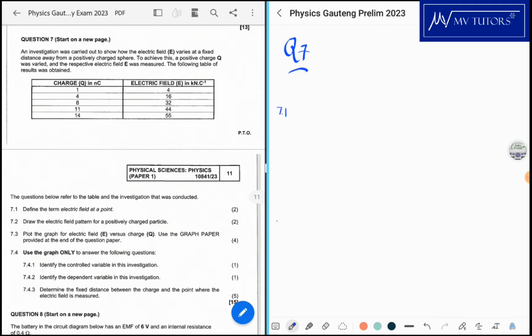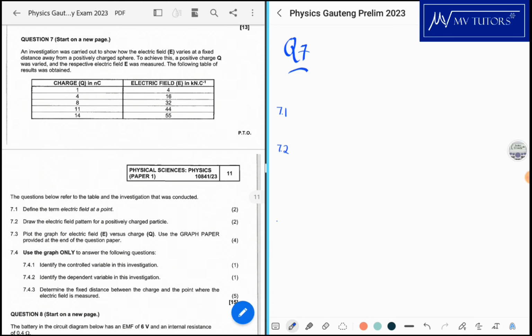The questions below refer to the table and the investigation that was conducted. 7.1, define the term electric field at a point. All right, so the electric field at a point is the force experienced per unit positive charge at that point. Important not to forget that positive word. Do not leave out positive, okay? If you say per unit charge, you'll get 1 mark, but if you say per unit positive charge, then it secures your other mark.